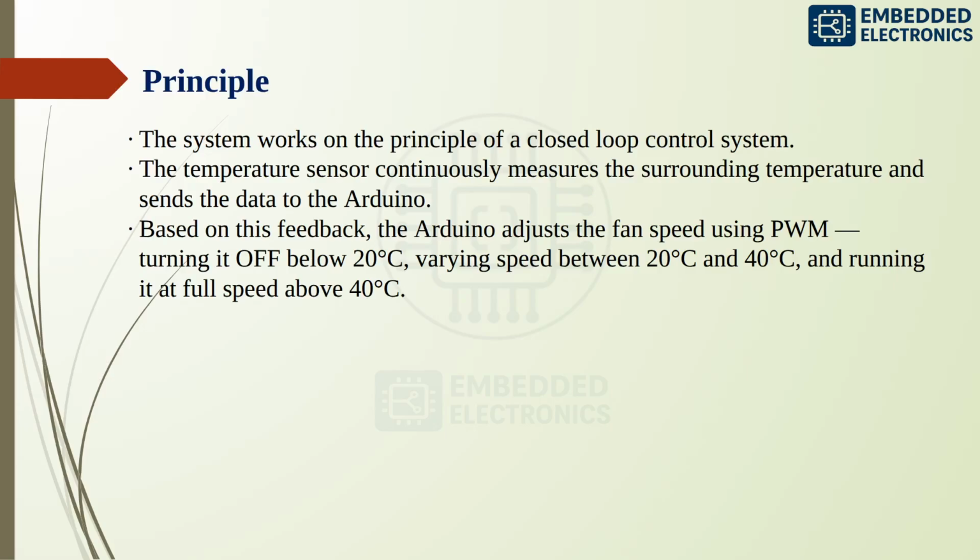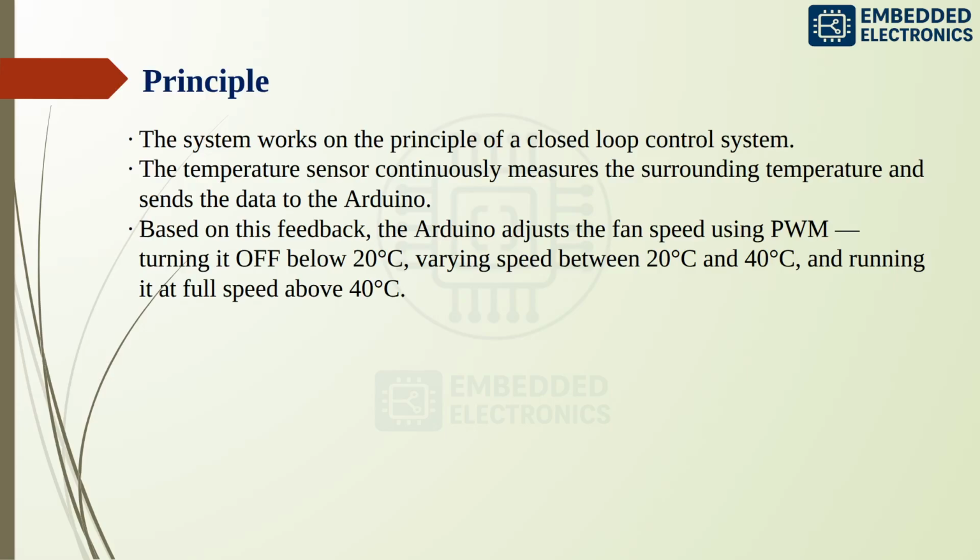So in this project we are using a temperature sensor that will continuously measure the surrounding or room temperature. The sensor converts this temperature into an electrical signal and sends it to the Arduino. The Arduino reads this temperature value and decides how fast the fan should rotate. The Arduino controls the fan speed using pulse width modulation signals.